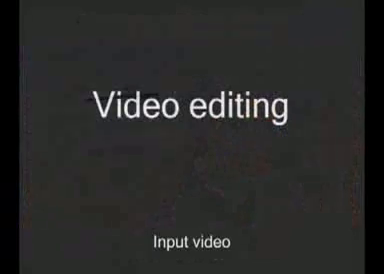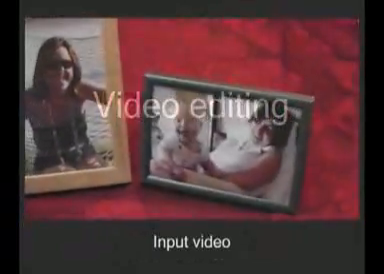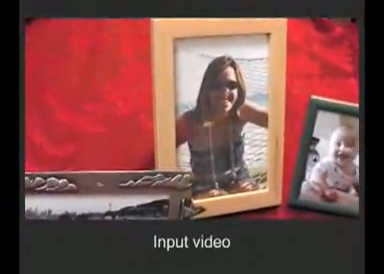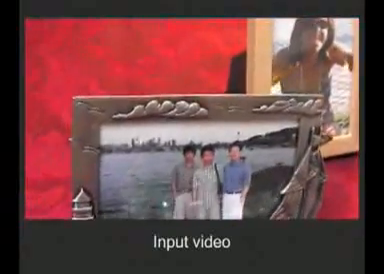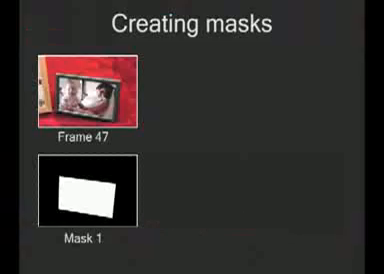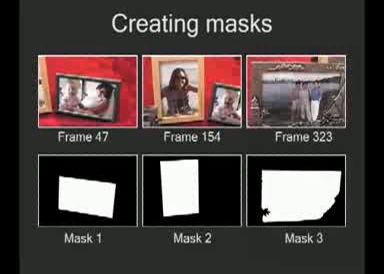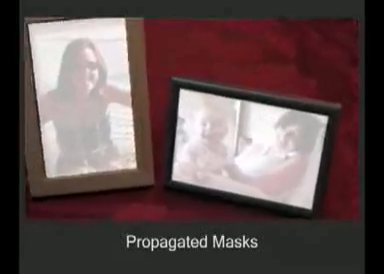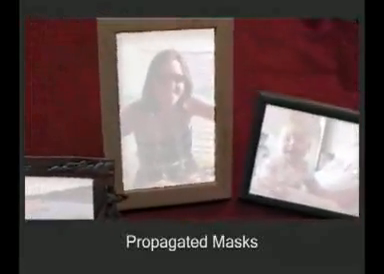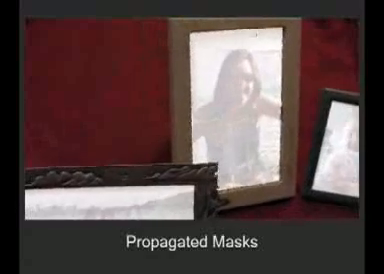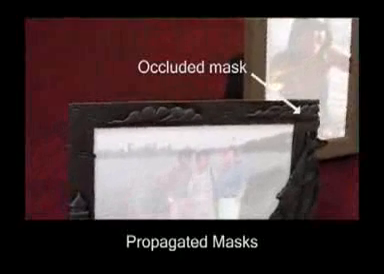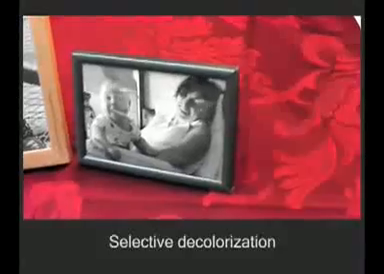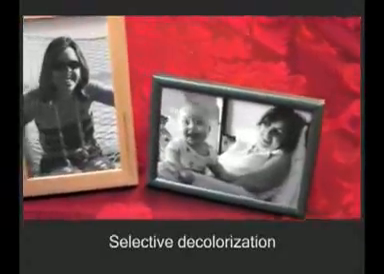We can also easily edit videos by modifying a few video frames or photographs. For example, by simply creating a single matte for each picture frame, we generate a dynamic matte for the entire video. The resulting matte is consistent with the occlusions in the scene. This matte can be used to create a variety of effects such as transforming the pictures to black and white.